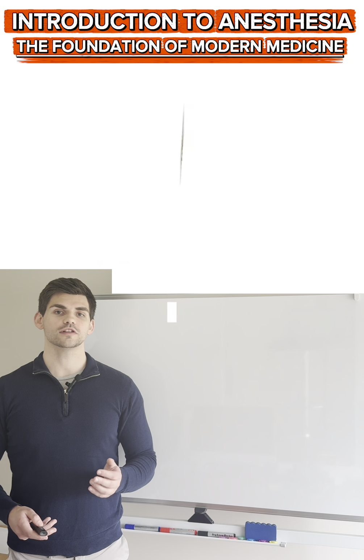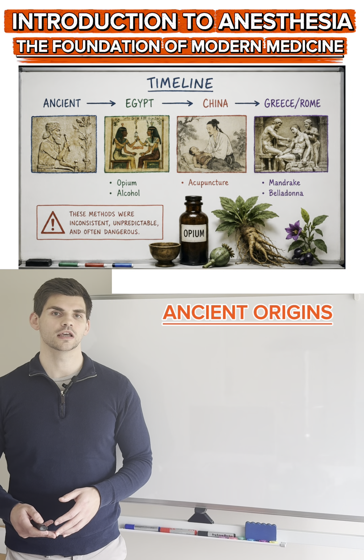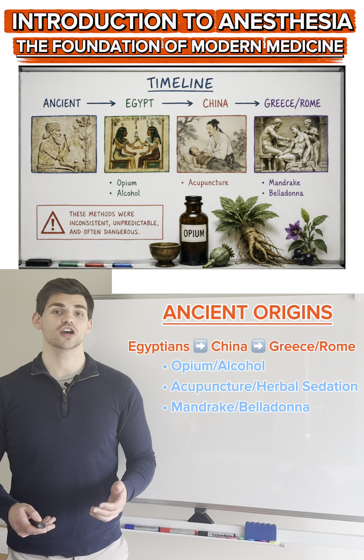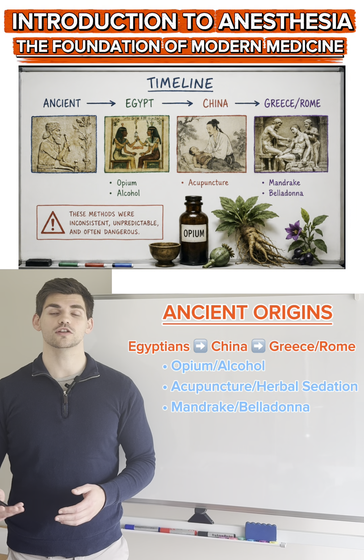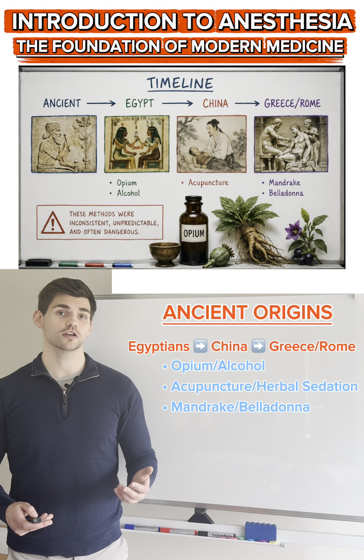Long before modern anesthesia, humans still needed ways to manage pain. Ancient Egyptians used opium mixed with alcohol. The Chinese developed acupuncture and herbal sedation techniques. The Greeks and Romans used substances like mandrake and belladonna.